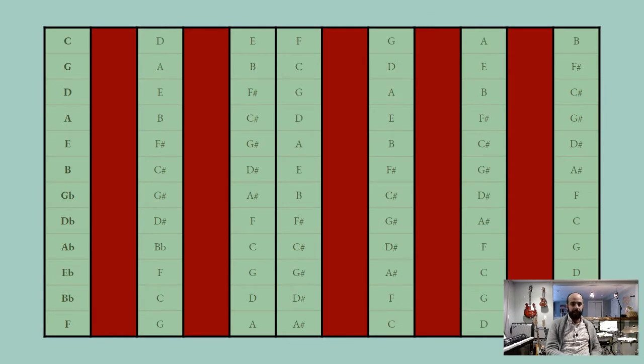The key of C leaves us with C, D, E, F, G, A, B. The key of G leaves us with G, A, B, C, D, E, F sharp. The key of D leaves us with D, E, F sharp, G, A, B, C sharp. If you go down through those different rows from left to right, you'll see that each key ends up having one more sharp than the other until we get around to that B, G flat, D flat area, where we actually switch over to flats, which is a whole other lesson in itself of why we do that. But that's how keys work.